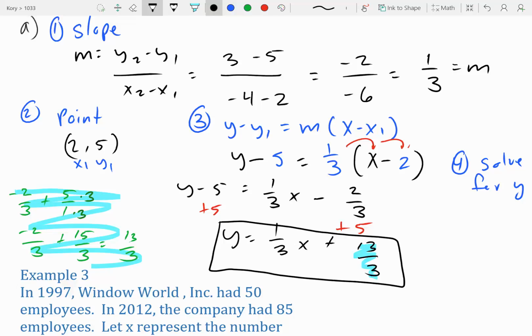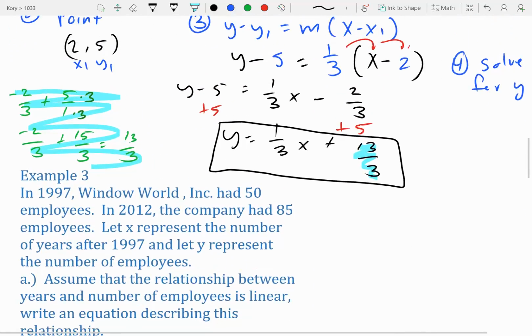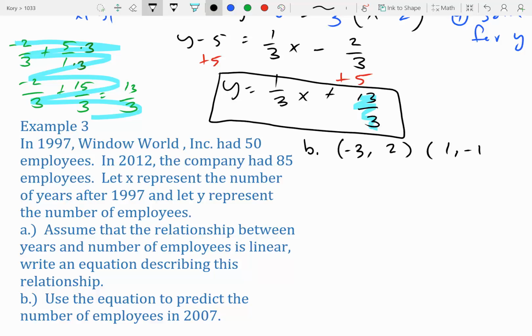Now, b. Going back up to b. We want to write this in standard form using the points (-3, 2) and (1, -1). I'm going to write this to the side. So here we have b. We're using the points (-3, 2) and (1, -1), and we want to write this in standard form. So standard form we're going to take all the way down to step 5.